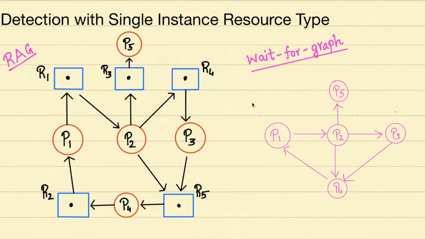To detect whether there is a deadlock, we will see whether there is a cycle or not. See here, from P1 to P2, P2 to P3, from P3 to P4, again P4 to P1. There is a cycle, right? So if there is a cycle for a single instance resource type, we have seen this condition, right? It is a deadlock. So this example is a deadlock condition. This is how we detect a deadlock for a single instance resource type.